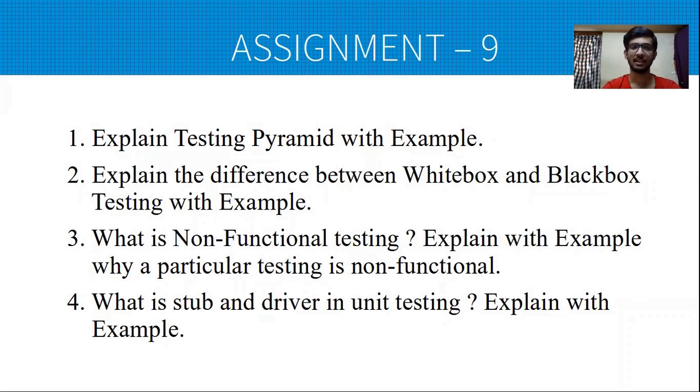Testing pyramid is the one which allows the test engineers to decide on what type of testing to start the process and on what type of testing to end the testing process. Basically, testing pyramid follows a bottom-up approach, starting from unit testing and ending with GUI testing. It has 5 types of testing within it.